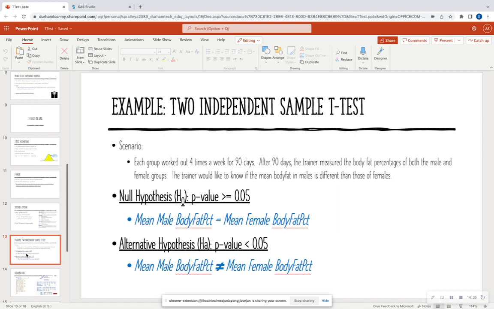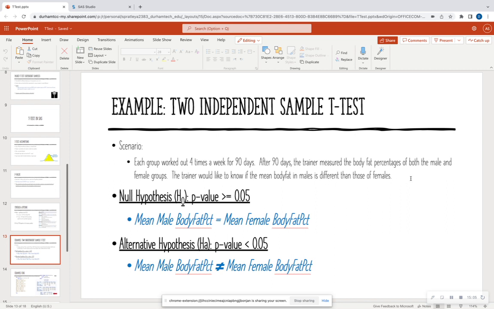Okay, so I'm going to do a 2 independent sample t-test. And as I've mentioned, since this is a hypothesis test, you need a question. Each group worked out 4 times a week for 90 days. After 90 days, the trainer measured the body fat percentages of both the male and female groups. The trainer would like to know if the mean body fat in males is different than those of females.